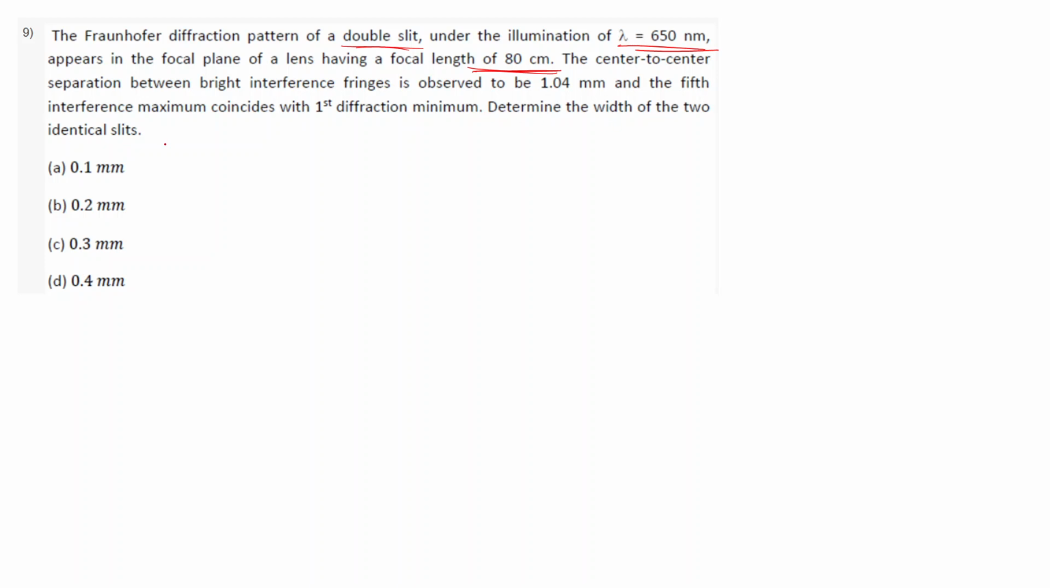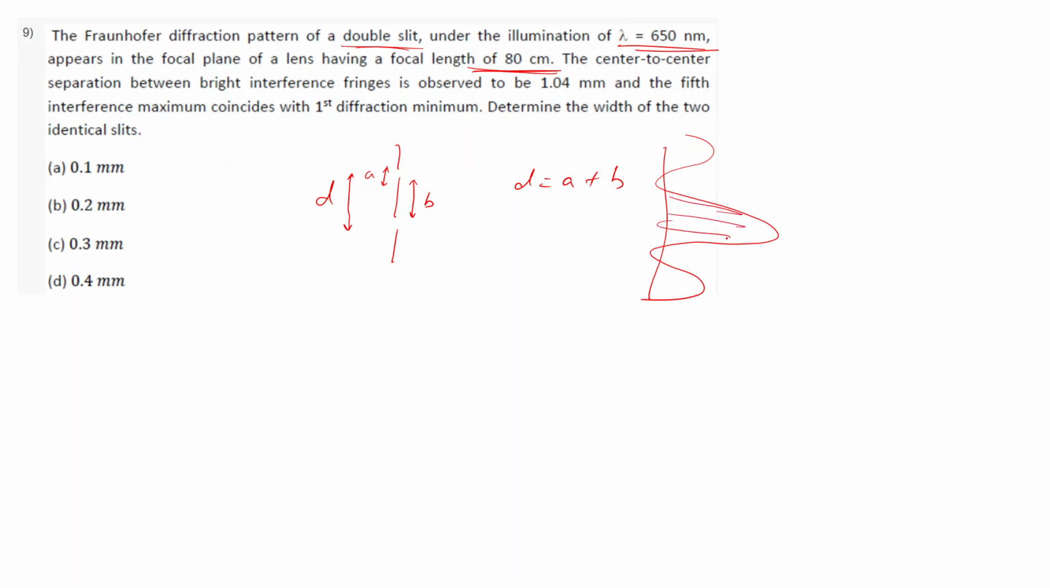Determine the width of two identical slits. So these slits are like this. This is A, this is B, and the distance between these slits is A plus B. Okay, and as I had told, when this is the situation, then on the screen we get diffraction as well as interference. This is due to diffraction, and every diffraction peak has interference peaks. So it's an overlap of diffraction and interference.